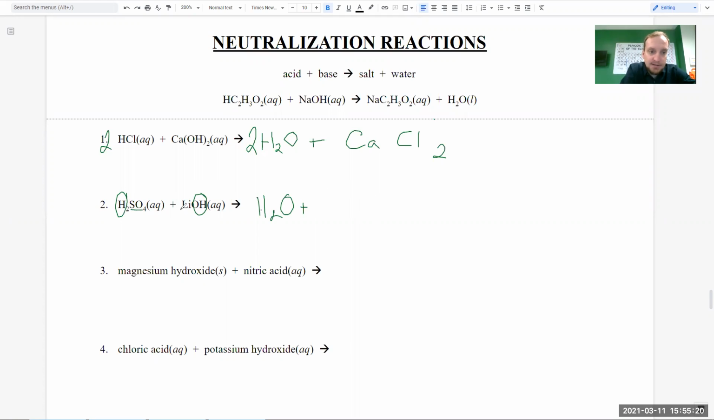We have a sulfate and we have a lithium. Lithium is the metal, it goes first. Sulfate is the anion, it goes last. Sulfate has a charge of 2, so I'm going to put that 2. Lithium has a charge of 1, so that does not need to be written. So it's Li2SO4. To balance this, we have 2 H's, we have 2 lithium, so I'm going to need that, and now it's a balanced chemical equation.